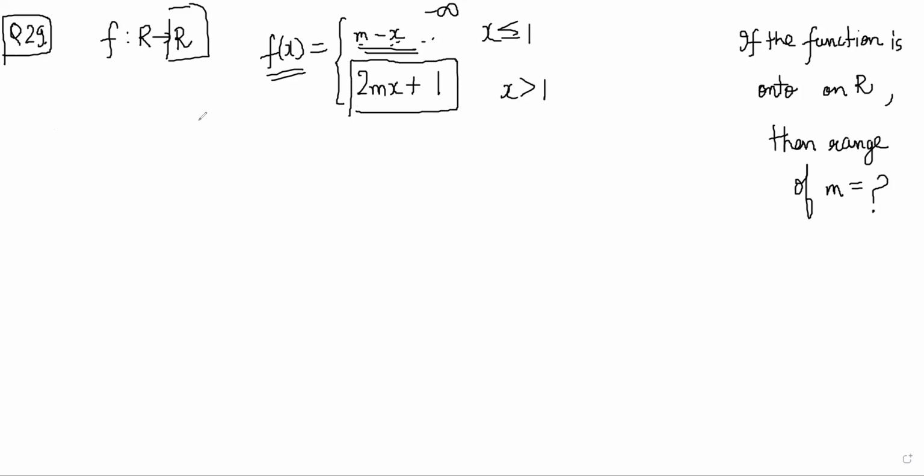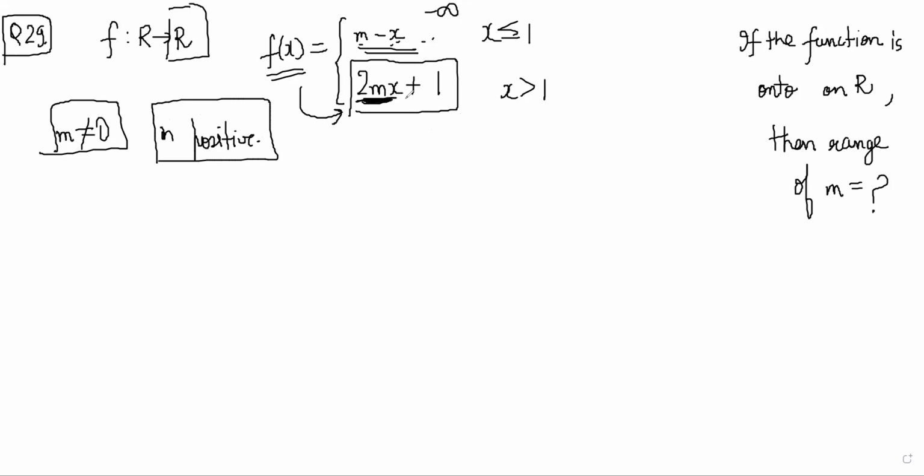Okay, so make sure that m is not 0, right? If m is 0, then this function is constant. The second part becomes 1, right? Then it cannot be onto. But if m is not 0, oh wait, we have to make m positive, right? m should be positive also, because if m is negative here, then it will not go up till infinity, no? Because x is greater than 1.